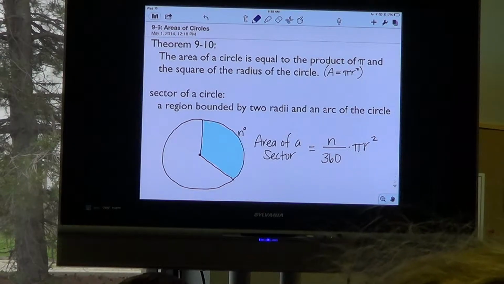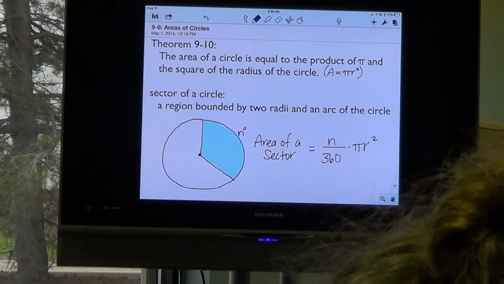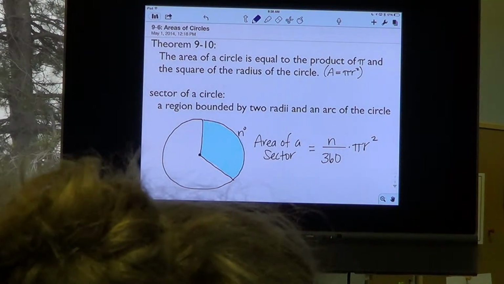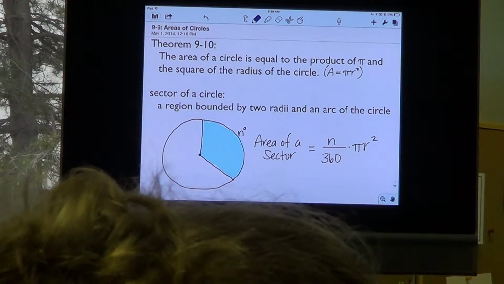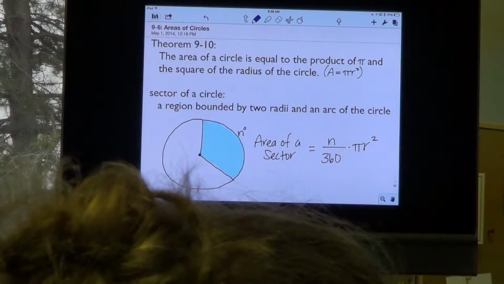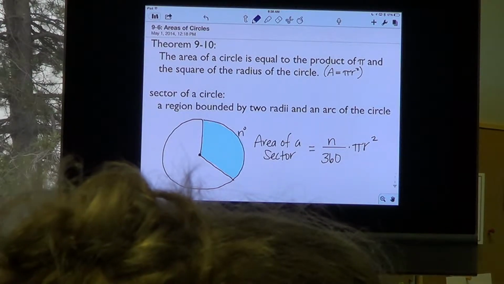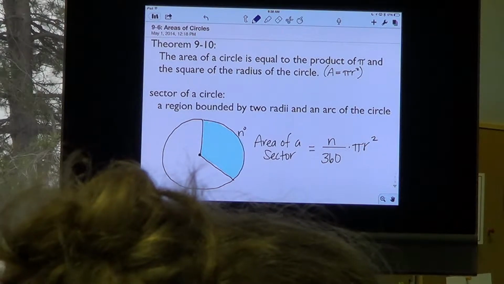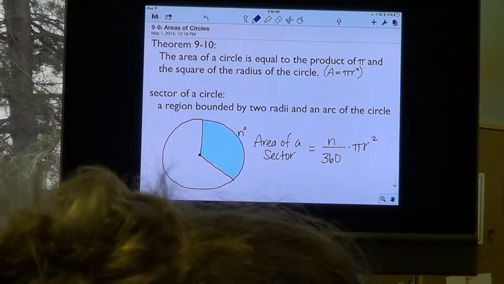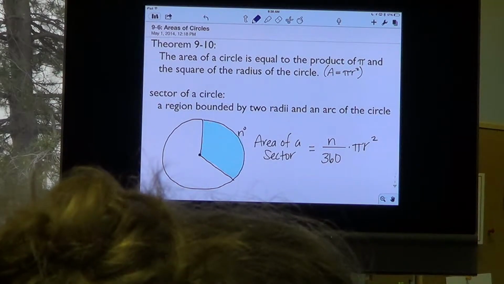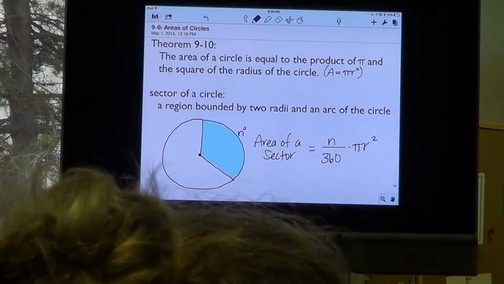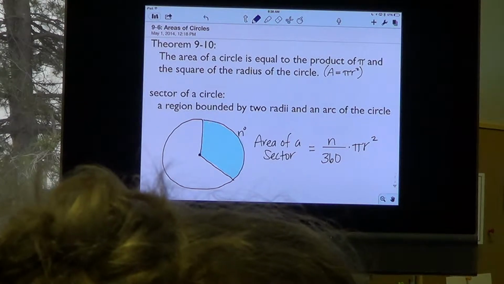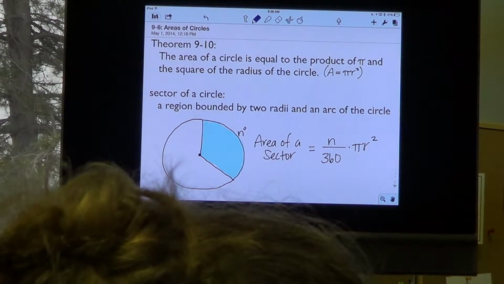Okay, so the area of a circle. We talked yesterday, the formal definition of the area of a circle is the limit of the areas of the inscribed regular polygons. The more sides of a regular polygon that we have inscribed in a circle, the closer it approaches the area of the circle. And so the area is pi r squared. That also can be derived from the circumference formula, and your book talks about that if you are interested.